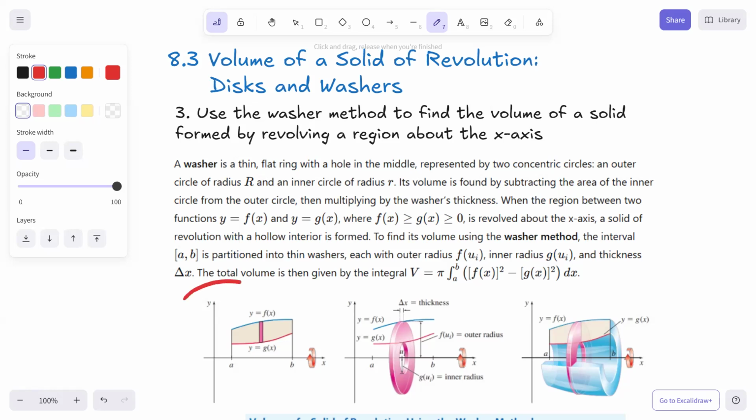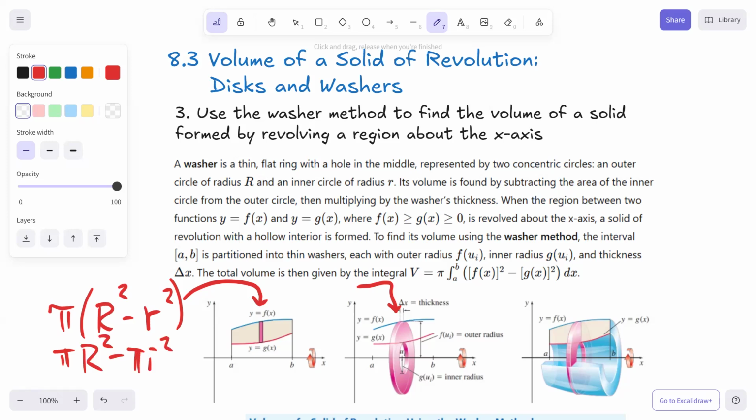The first thing we'll do is draw the region, take a vertical strip, and rotate that strip around. You get a circle with a hole in it. Now, the area of a circle with a hole in it is pi times the quantity, I'll just write it here, of big R squared minus little r squared. Okay? Because that comes from pi big R squared minus pi little r squared.